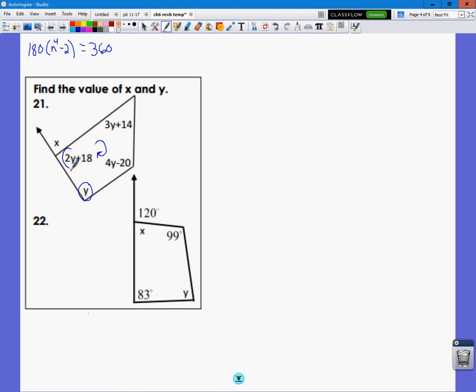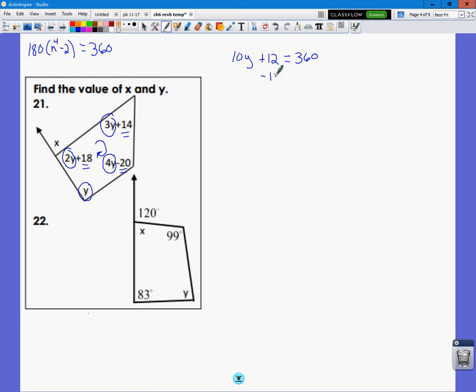Y plus 2y is 3y. 3y more makes 6y. 4y makes 10y. All I did was combine my like terms. 18 plus 14 is 32. 32 minus 20 is 12. So if I add all these angles together, they would look like this, 10y plus 12, putting all my like terms together. And this should be equal to 360 degrees.